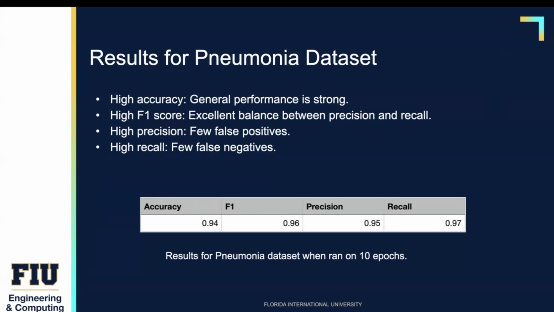Precision, which is 0.95, tells us about the accuracy of the positive predictions made by the model. In other words, 95% of the instances that our model predicted as pneumonia were actually pneumonia. High precision is crucial for minimizing false positives, which is important in medical diagnosis to avoid unnecessary treatments. Recall, on the other hand, is 0.97, indicating that 97% of actual pneumonia cases are correctly identified by our model. High recall is essential to catch as many true cases as possible, ensuring timely medical intervention for those infected.